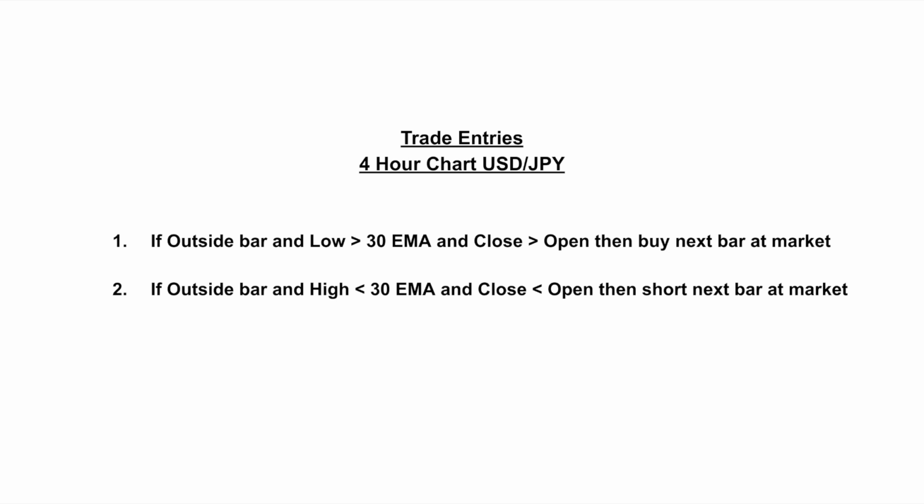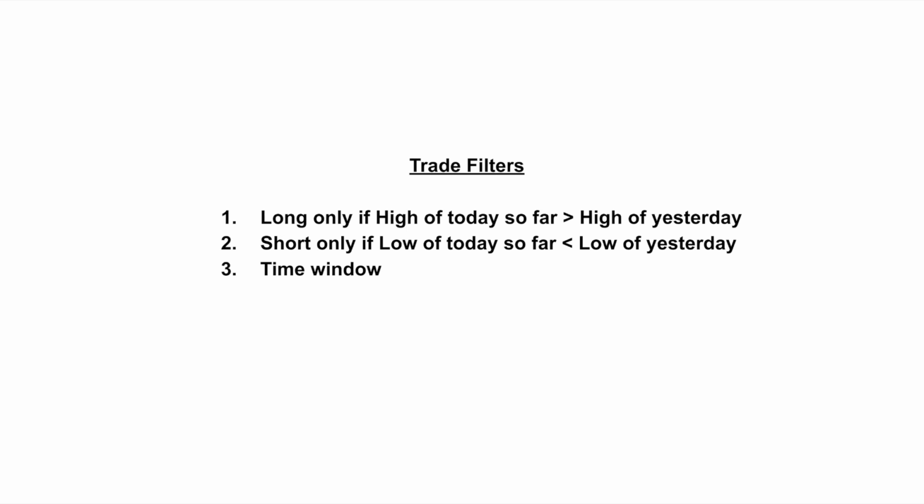The opposite rules for short entries. If there's an outside bar, but this time that outside bar has to be below the 30 period exponential moving average, and the close has to be less than the open, and then we short next bar at market. We do have some trade filters which I introduced later on in the development, and that's what worked best, so I'm going to give those to you now.